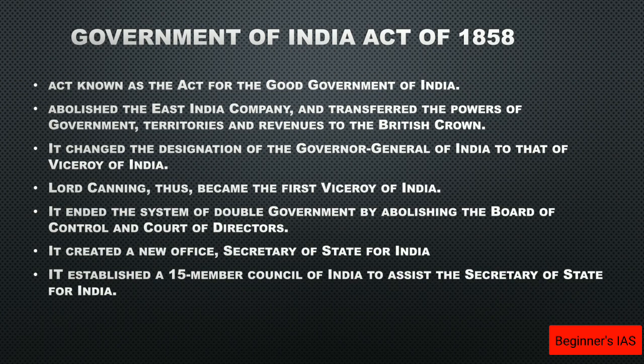And also, this Government of India Act of 1858 ended the system of double government. This double government was introduced in Pitt's India Act of 1784. But this act ended that double government by abolishing the Court of Directors and the Board of Control.